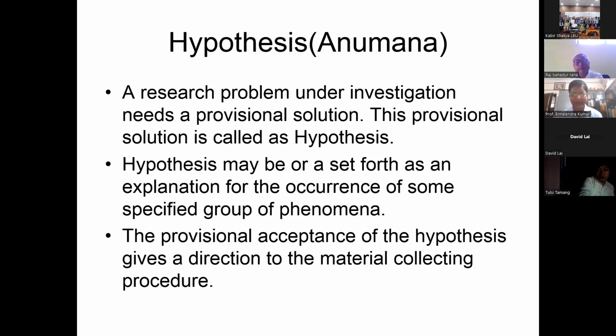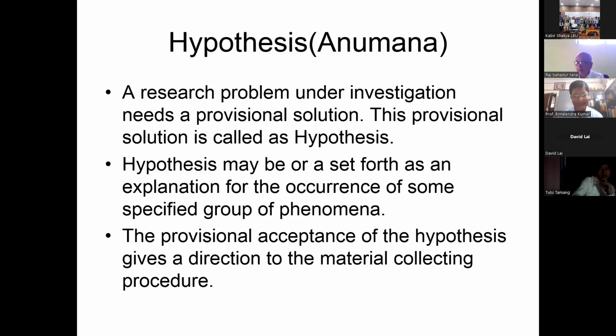But here, Anuman or hypothesis is a present solution of the research problems which have been created. A research problem under investigation needs a provisional solution. This provisional solution is called hypothesis or Anuman.